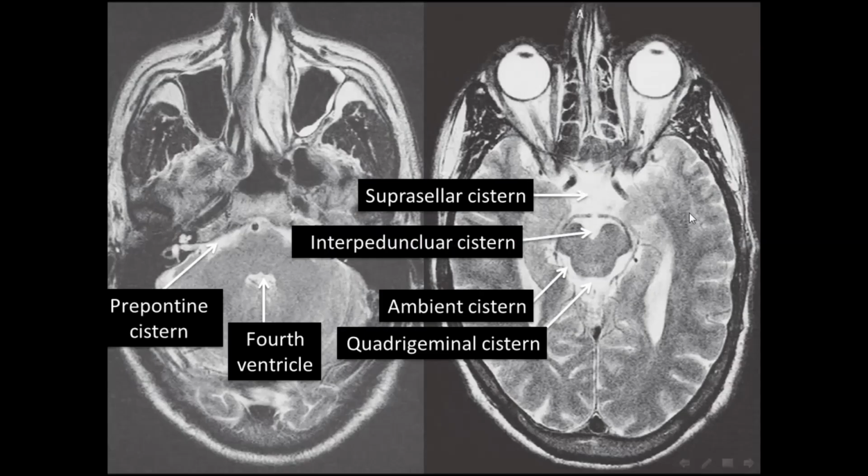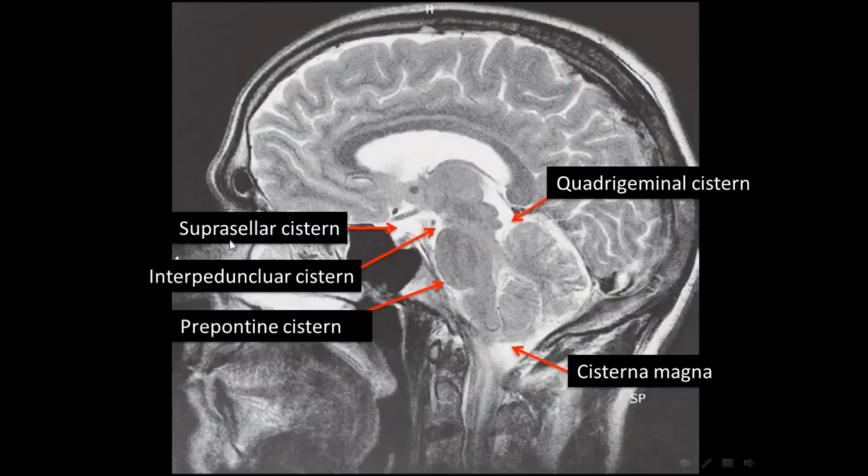This is a T2 MR image of the brain, showing some of these subarachnoid cisterns. This is the location of suprasellar cistern. This is the interpeduncular cistern between the two cerebral peduncles. This is the ambient cistern on the lateral surface of the midbrain. This is the quadrigeminal cistern posterior to the quadrigeminal plate. This is the location of the fourth ventricle anterior to the cerebellum, and this is the prepontine cistern anterior to the pons.